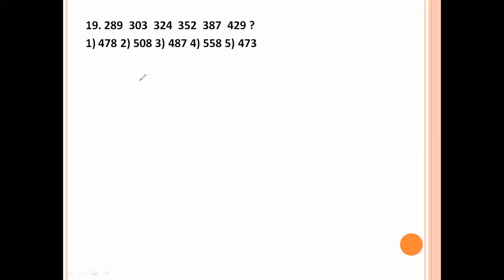289, 303, 324, 352, 387, 429, question mark. So here also the difference is less. So find the difference. 11, 14, 21, 28, 35, 42. 7 twos, 7 threes, 7 fours, 7 fives, 7 sixes, 7 sevens are 49. So 478. Option number 1 is the right answer.